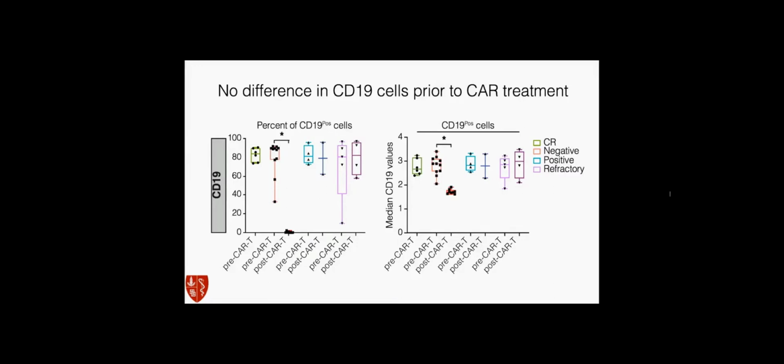So just looking at CD19 alone, we noted that there was no difference either in the percent of CD19 positive cells, especially in the pre-CAR sample, between these 4 groups of patients. And then if we look actually at the median level of CD19 in the cells, there was no difference between these groups, aside from the patients who went on to suffer a 19 negative relapse after their CAR, for which there was obviously a statistically significant difference in both the percentage of 19 positive cells and the level of 19 on the cells.